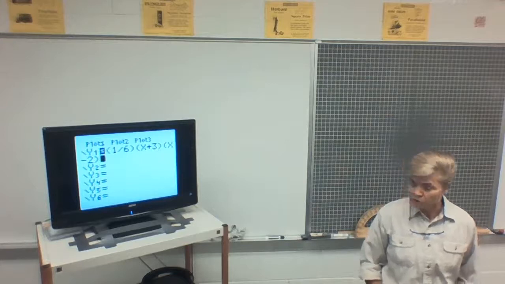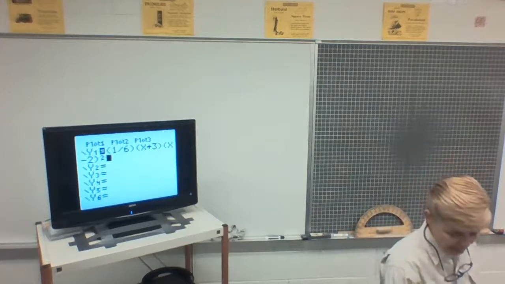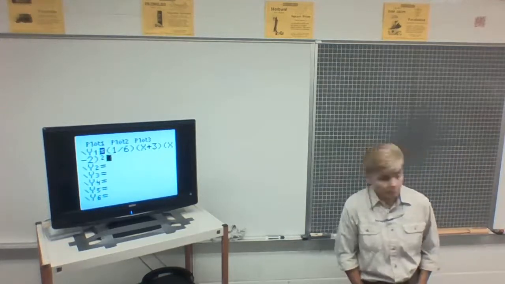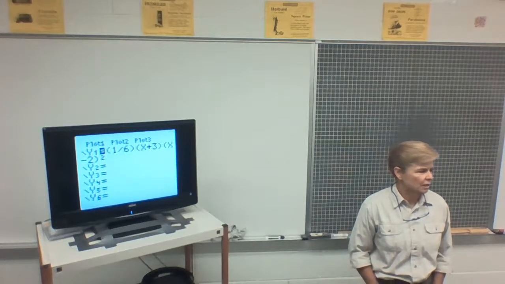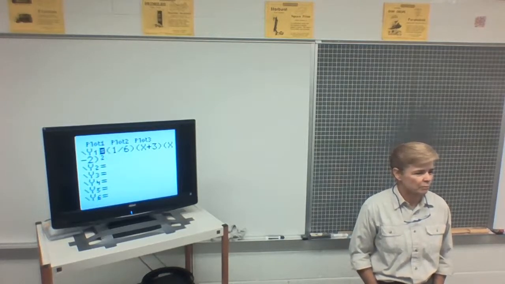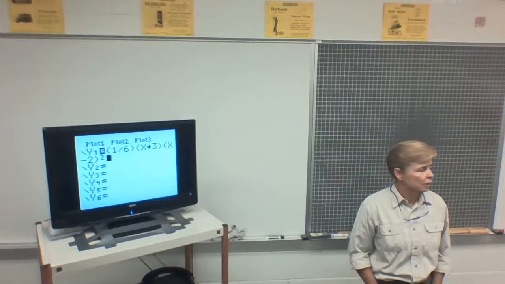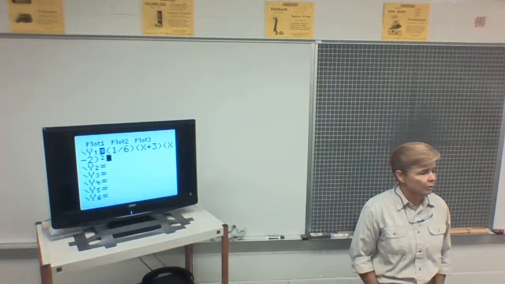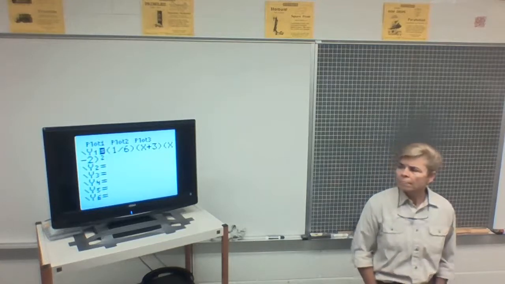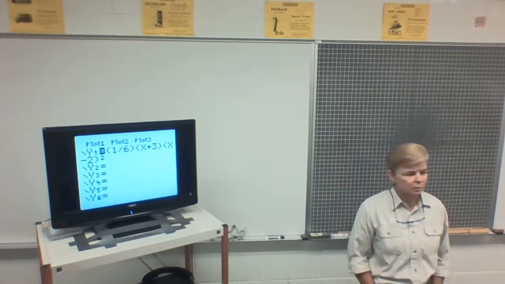Is there anything else about it that you can tell just by looking at the form that they gave it to you? Do you think it will be fat or skinny compared to something else? Little skinny, why? Because of the, what up here? The 1/6. What about the x minus 2 squared?